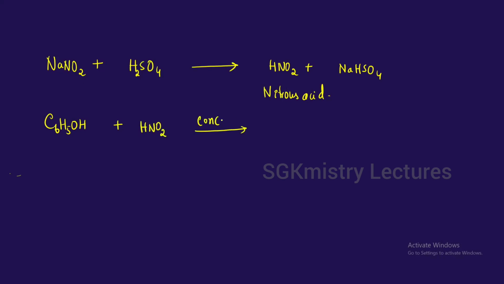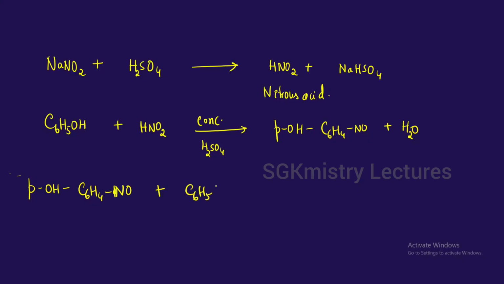And obviously concentrated sulfuric acid is added, right? So you're going to get C6H4NO, nitrosophenol, para-nitrosophenol is obtained. Along with that, water is produced. Now this para-nitrosophenol, C6H4NO, reacts with one more molecule of phenol in the presence of sodium hydroxide.